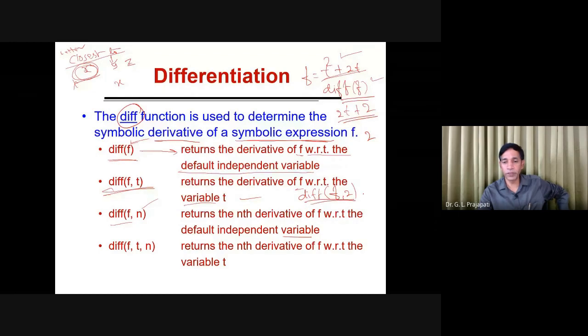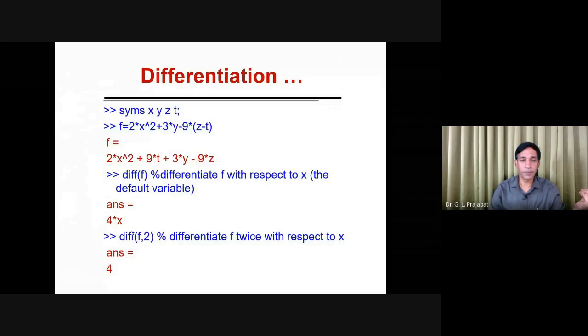So once you execute this command, then you have the answer. This is the way you can obtain the nth derivative. Now, nth derivative with respect to some variable. So here, with respect to the variable t, you can see the examples here.